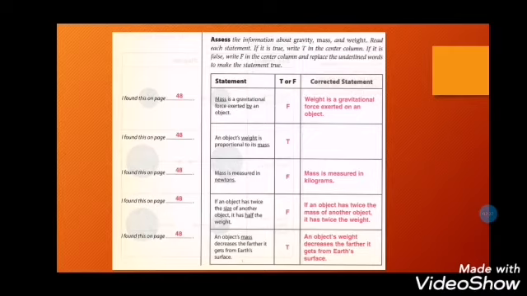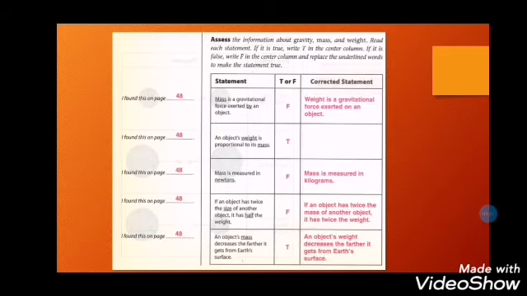The first statement. Mass is a gravitational force exerted by an object. This is false because we're not talking about mass here. Mass is the amount of matter, as we said earlier. This is weight. Weight is a gravitational force exerted on an object and not by an object.